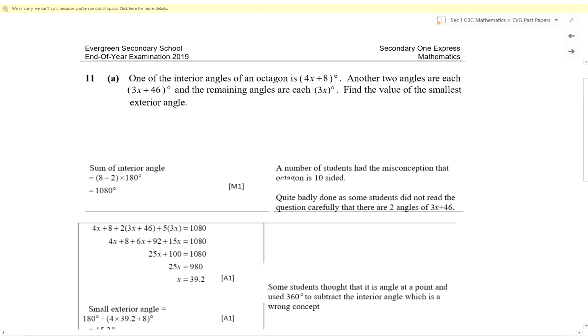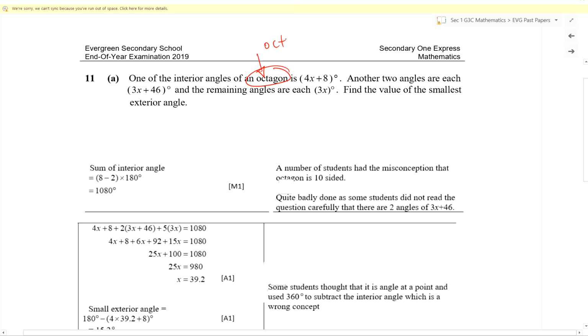Okay, question 11. So here, one of the interior angles of an octagon. How many sides? 8. Confirm? But I thought October is number 10. October's 8 legs, right? Did I tell you about the root word for this before? OCT.